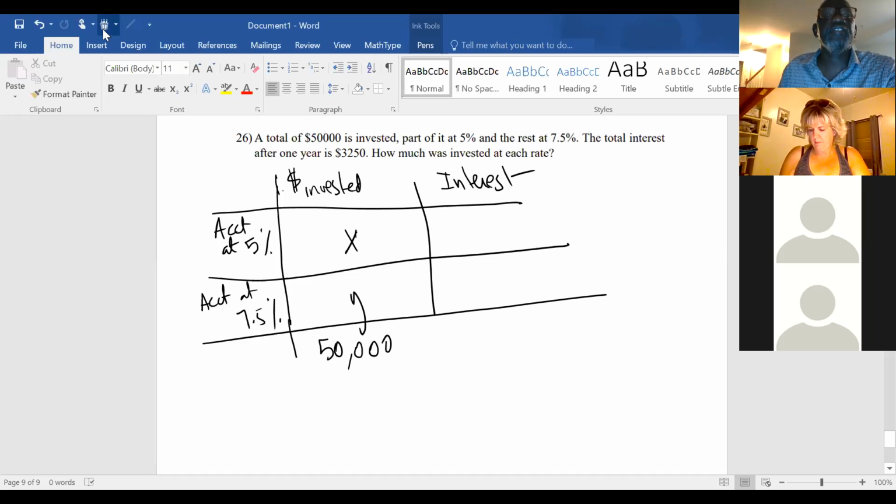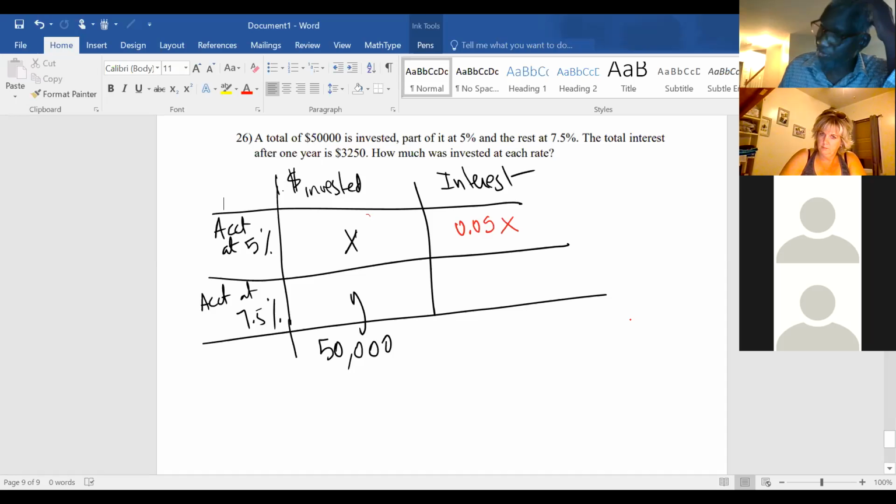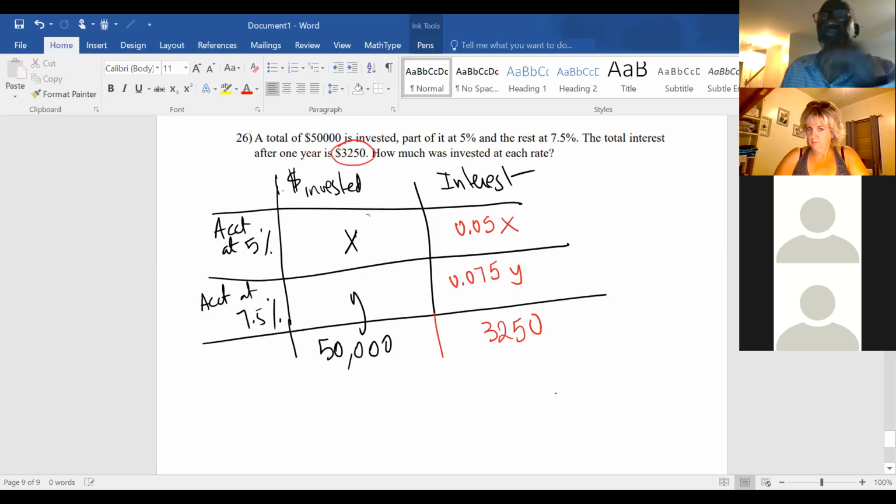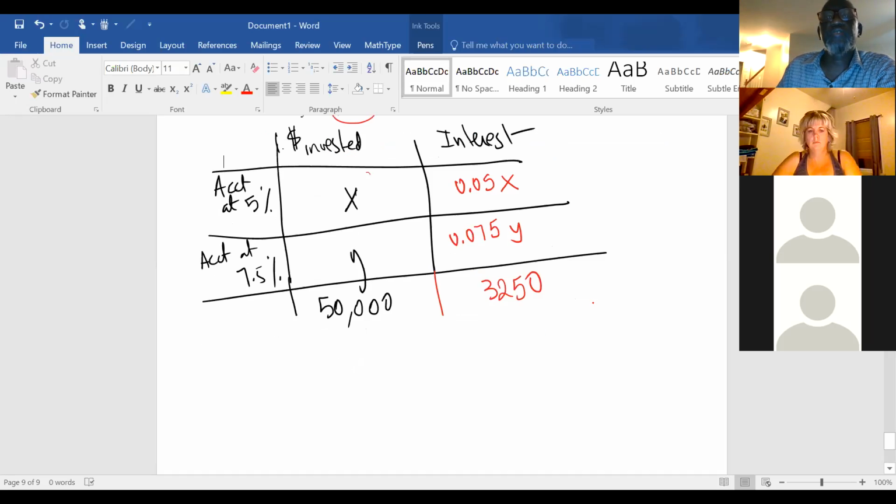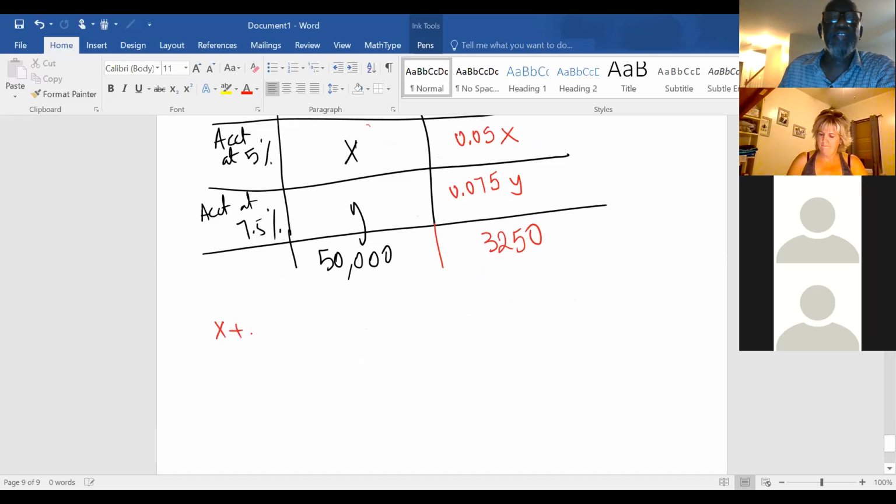And then the interest out of the first account is 0.05, which is 5%, multiplied by X, right? And out of the second account is going to be 0.075 multiplied by Y. And the total interest is 3250. All right. So my two equations will be X plus Y equal to 50,000. And my second equation is 0.05X plus 0.075Y is equal to 3250, right?